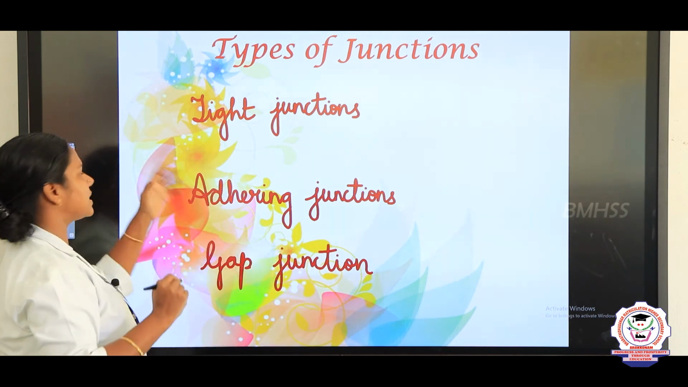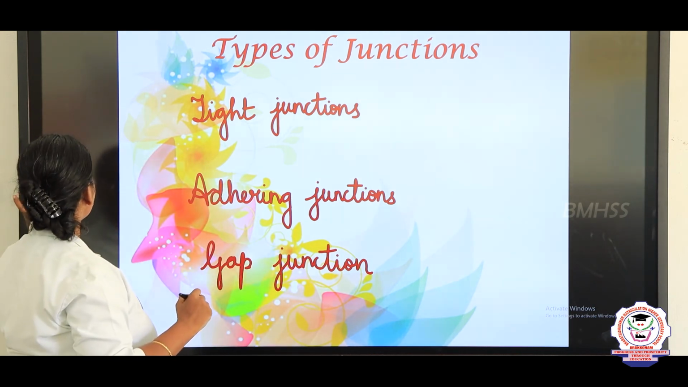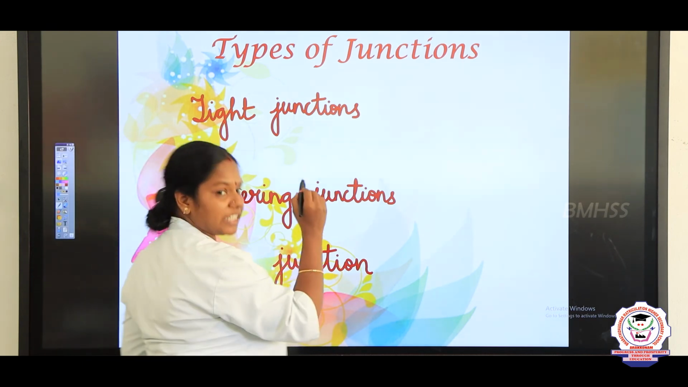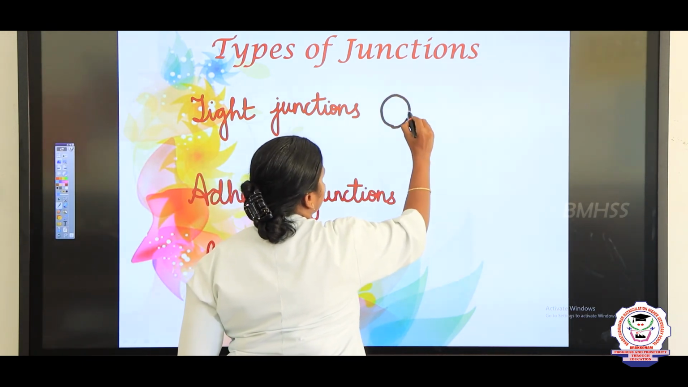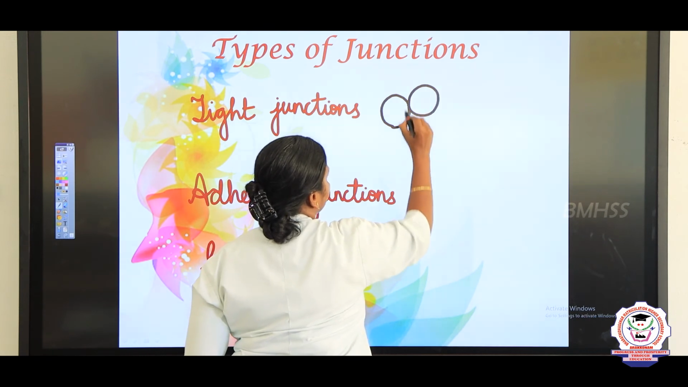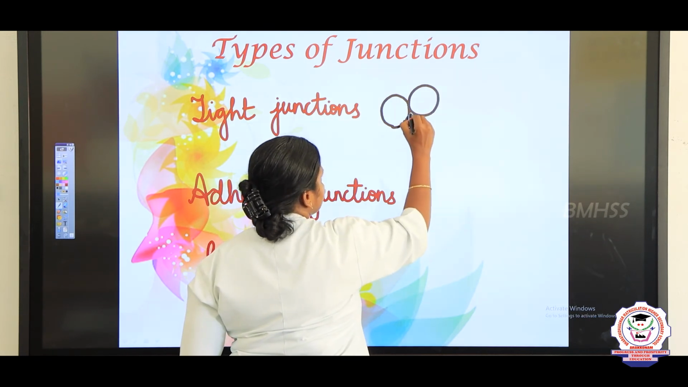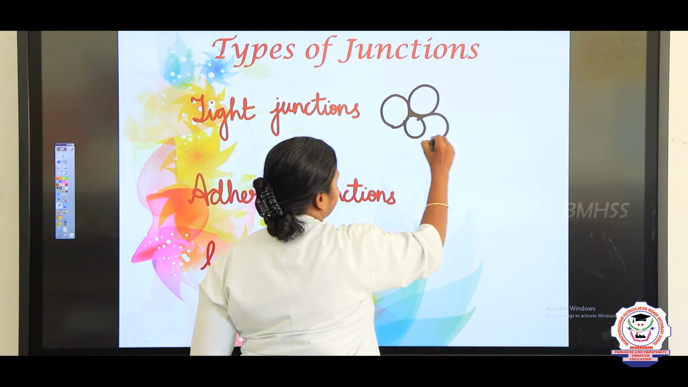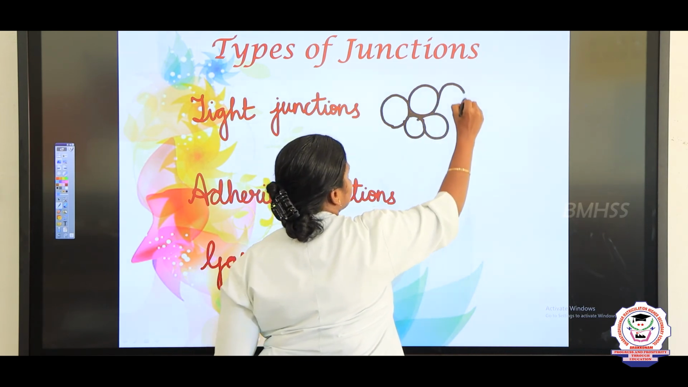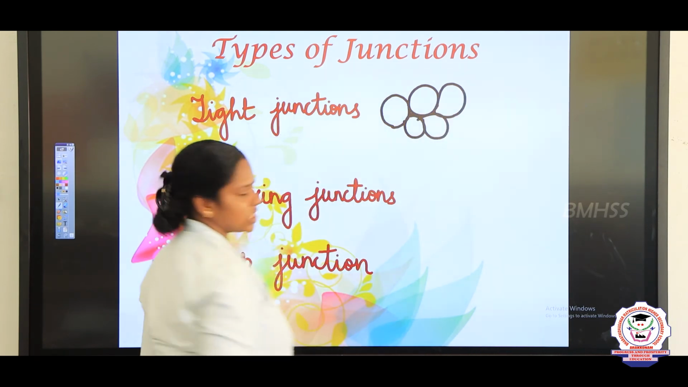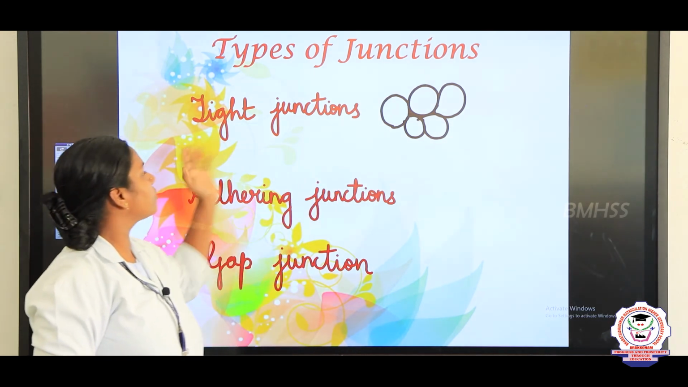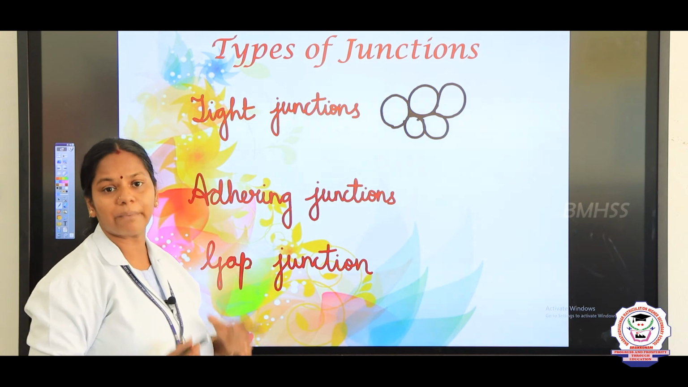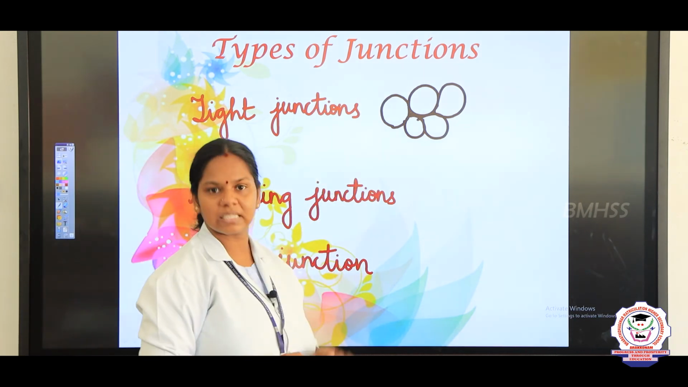So, now we shall see how the tight junctions will be. For example, if in a tissue the cells are tightly arranged, that is without any intercellular spaces, if the cells are tightly packed like this, we can say it is a tight junction. There is no gap between the cells. And what is the use of this tight junction? It will not allow passage between the cells.